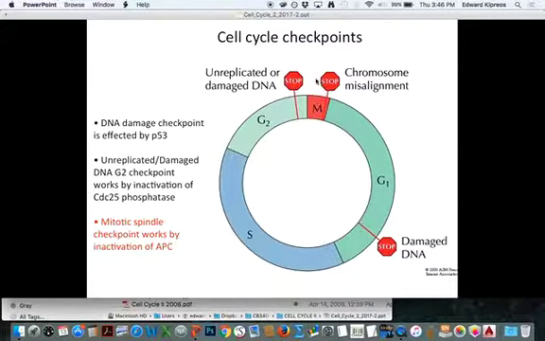So it's working right here. We had already talked about this. Well, we're going to talk about this later, this unreplicated DNA checkpoint. But now we're going to talk about this one, which is this metaphase to anaphase checkpoint, to make sure that everybody is lined up.